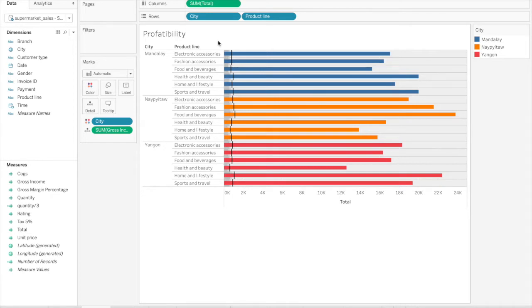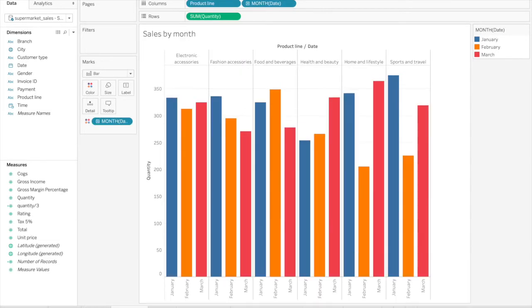So let's focus on Yangon and electronics only for the purpose of this project. And this is the overall market, like in January how much electronics have been sold, in January how much fashion and accessories have been sold, in January how much food and beverages have been sold, and the same for health and beauty, color coded. As you can see, January is blue, February is orange, and March is red.